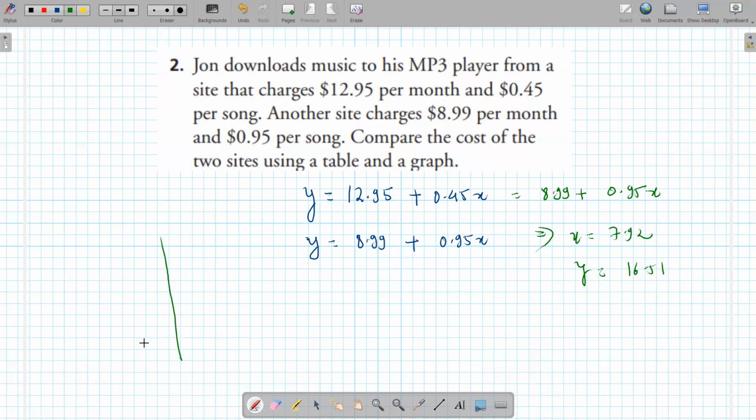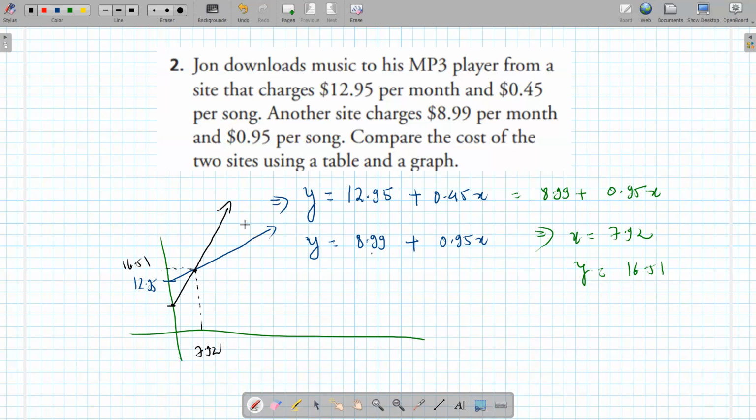So what's actually going on in this question? We have the first one, this site, which has a higher y-intercept, but it has a lower slope. So let's say this is the graph for the first line. This guy down here has a lower y-intercept, at 8.99, but it has a higher slope, yeah? Like this. And this is the point that we found. That was the point of intersection. That's 7.92 on the x, and on the y, it's 16.51.